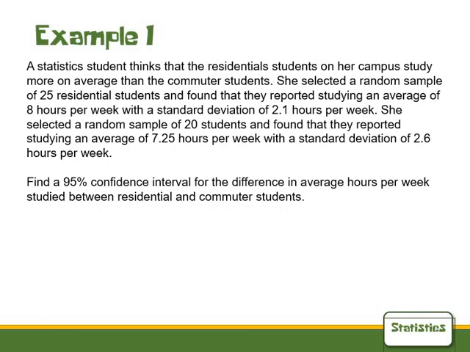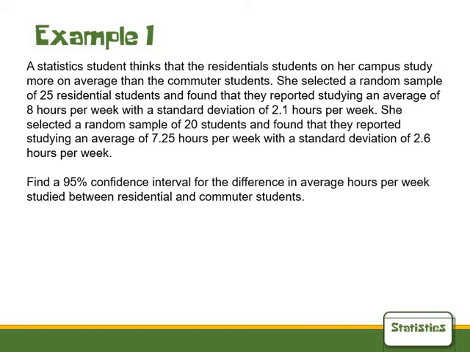A statistics student thinks that the residential students on her campus study more on average than the commuter students. She selected a random sample of 25 residential students and found that they reported studying an average of 8 hours per week with a standard deviation of 2.1 hours per week. She selected a random sample of 20 commuter students and found that they reported studying an average of 7.25 hours per week with a standard deviation of 2.6 hours per week. Find a 95% confidence interval for the difference in the two means here, the average hours per week studied between the residential and commuter students.